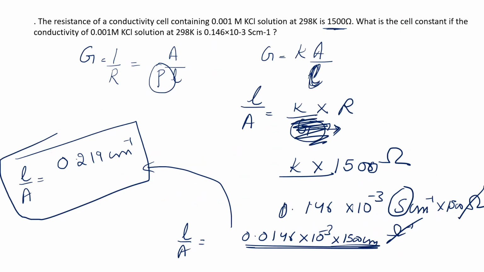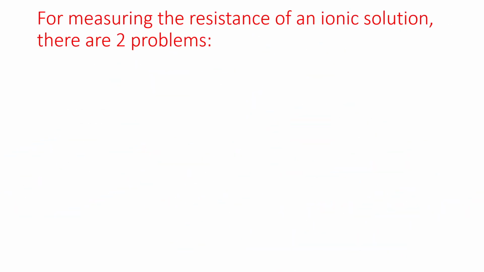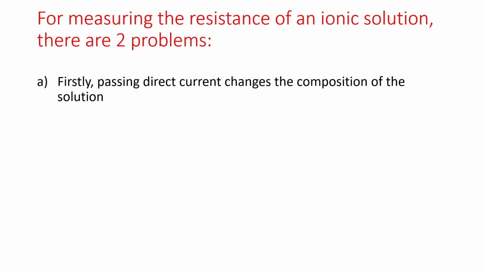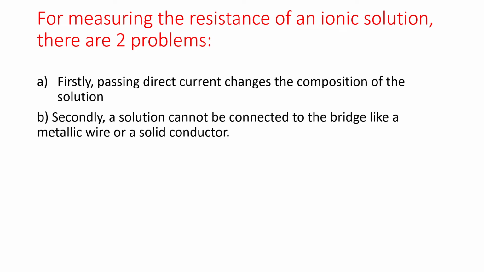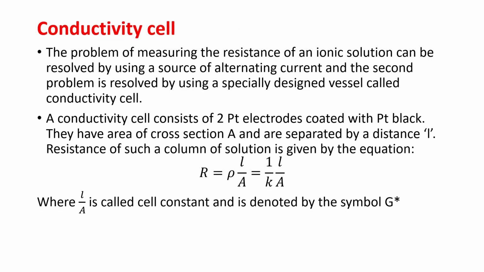For measuring the resistance of the ionic solution, there are basically two problems. Firstly, passing direct current changes the composition of the solution, and the second problem is a solution cannot be connected to the bridge like a metallic wire or a solid conductor. So these are the two problems.